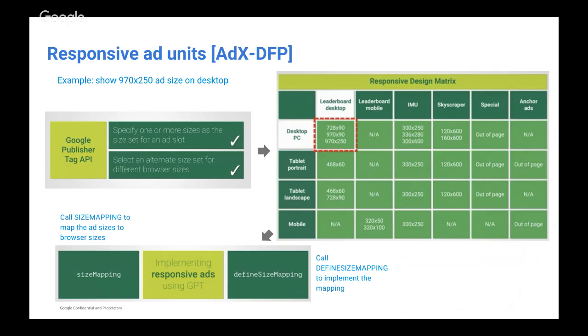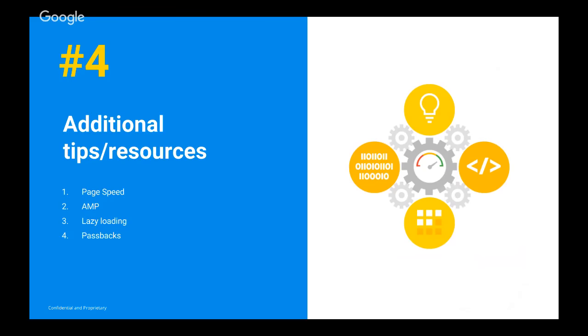So then additional tips and resources. This is the last pillar of our best practices presentation. So I want to talk a little bit about page speed, AMP, the accelerated mobile pages, lazy loading, and passbacks. So let's start with page speed.